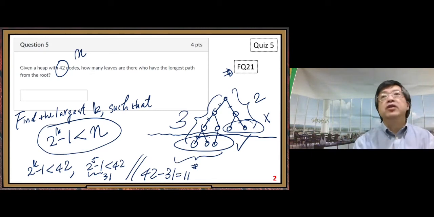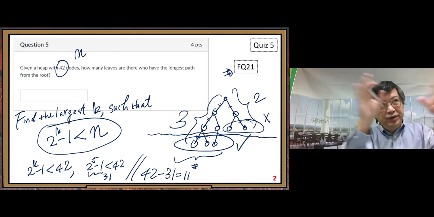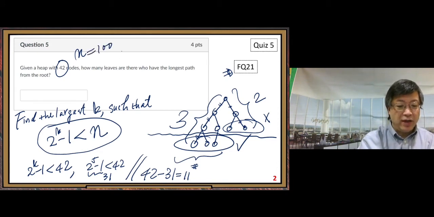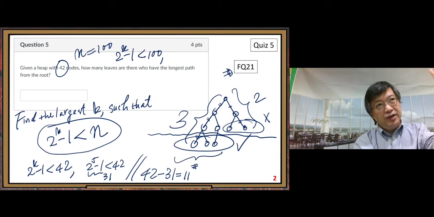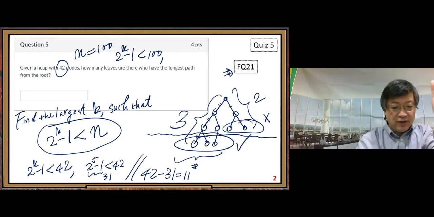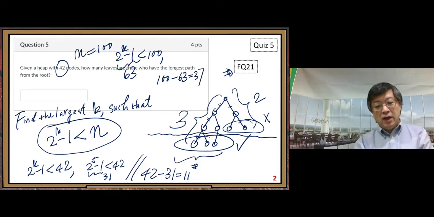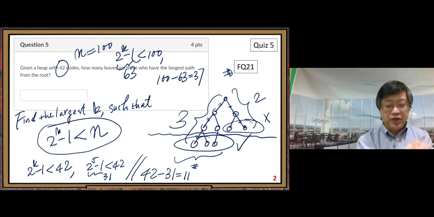This method is very general. When you have a different number than 42, you just change to that number. Let me change to 100, for example. N equals 100. What is 2 to the k minus 1 less than 100? You can see 2 to the 6th is 64, minus 1 is 63. Then you do the subtraction: 100 minus 63 gives 37. That's the way you solve this problem.